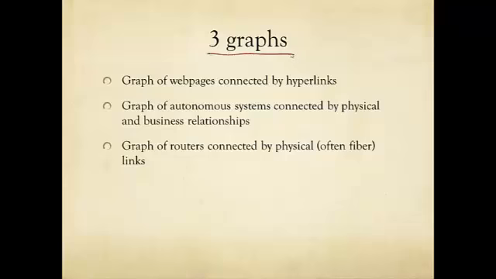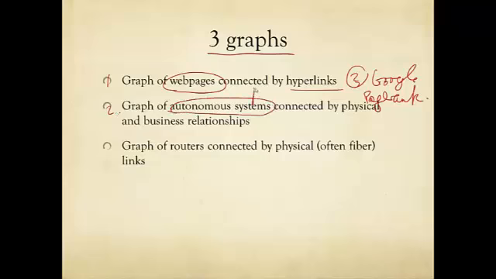Now, since we're focusing just on the graphs today, we have to talk about three different kinds of graphs of the internet. One is the graph of web pages connected by hyperlinks, just like what we saw in lecture 2 or 3, I should say, with Google's PageRank algorithm in ranking web pages based on this connectivity pattern. That's graph type number 1. Graph type number 2 is graphs of the so-called autonomous systems, AS.